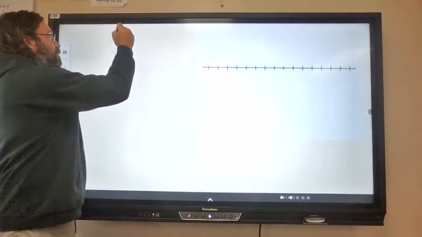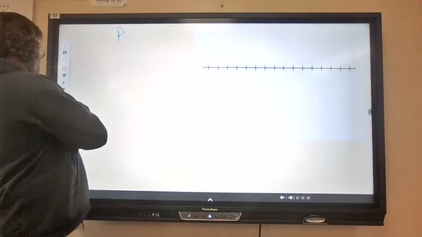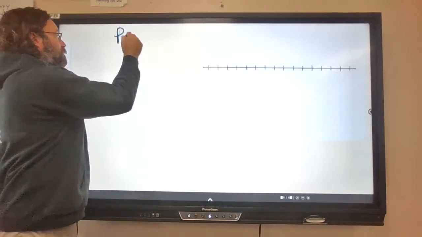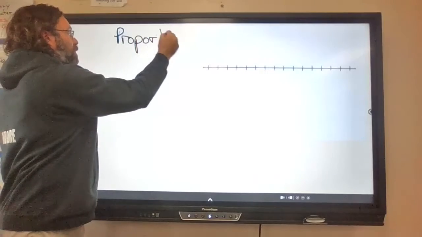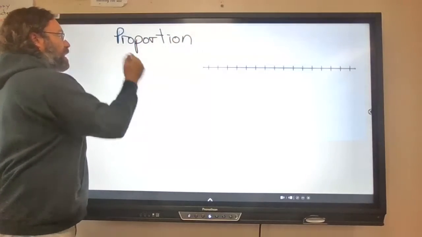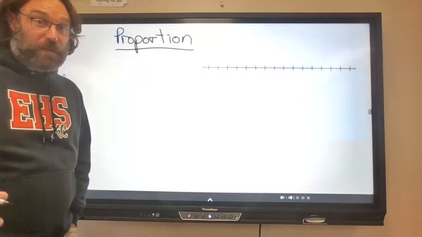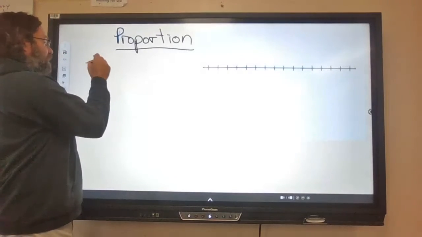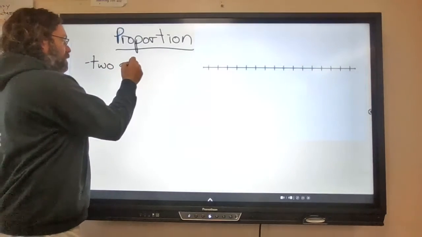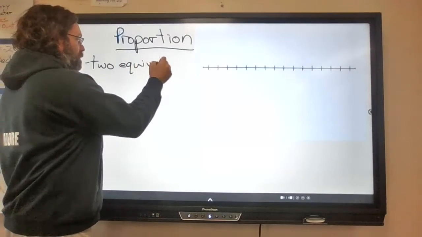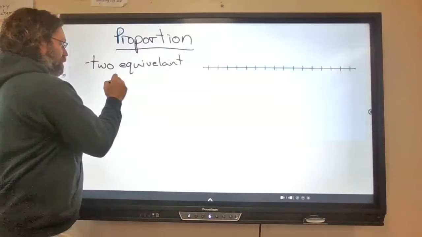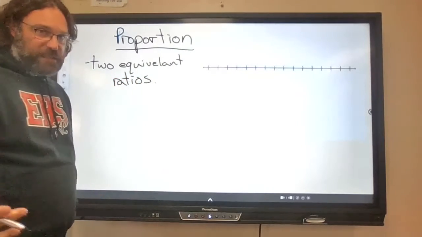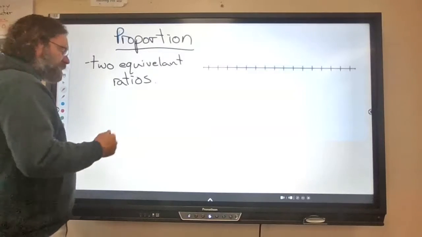So first of all, let's make this in something we can see. How about a proportion? Okay. So, first of all, what is a proportion? Well, by definition, it is two equivalent ratios. And I kind of talked to you guys about this in class the other day, but it's pretty simple.